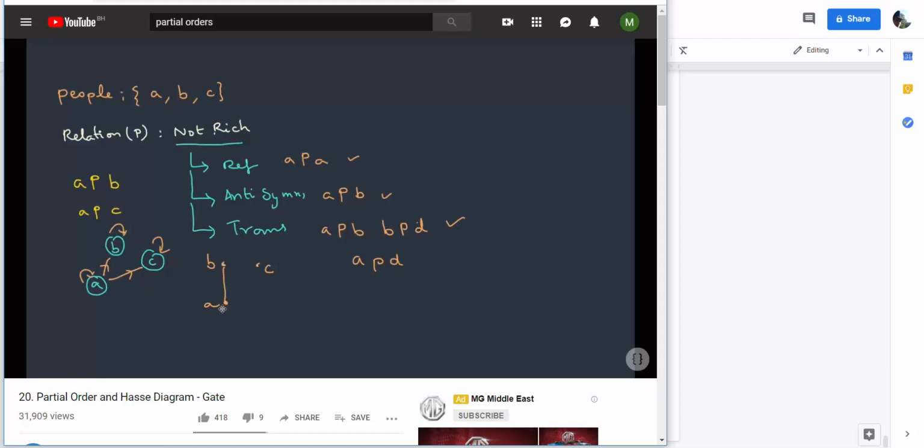So therefore the relation should be A not richer than B. Similarly, A not richer than C. So I could put another line this way. Here we have taken the convention of the relation being from bottom to top. And this way of representation is called a Hasse diagram.